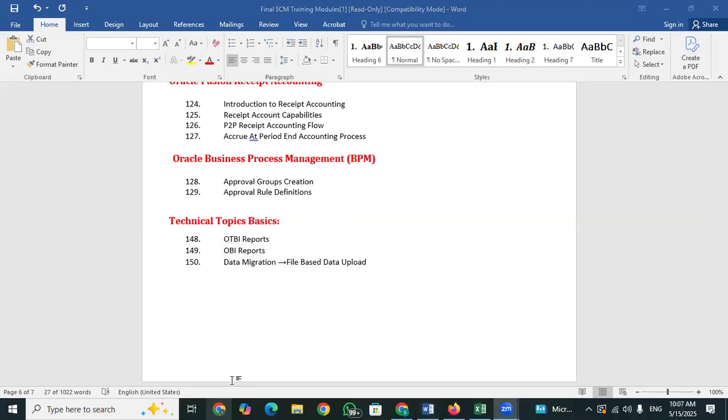Is contract management included on the procurement side? Contracts are not covered. Contracts are completely optional, so we are not covering them. We are covering agreements. BPA and CPA agreements are there, and we are going to cover those.